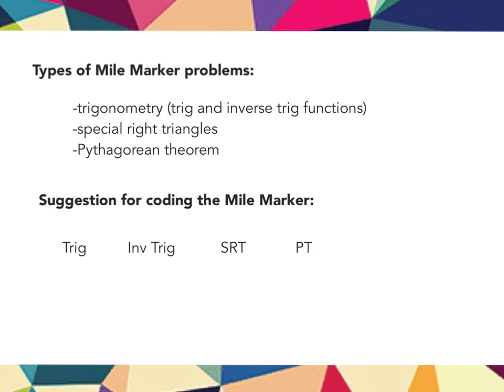What I recommend is that when you get the mile marker, before you even start it, or as you go problem by problem, you write next to each problem whether you're going to be using a trig function, so I usually just write the word trig, an inverse trig function, whether it's a special right triangle, or if it's a problem where you'll need the Pythagorean theorem.